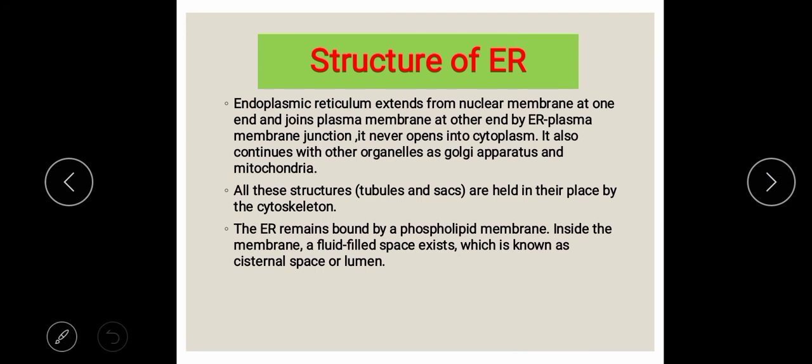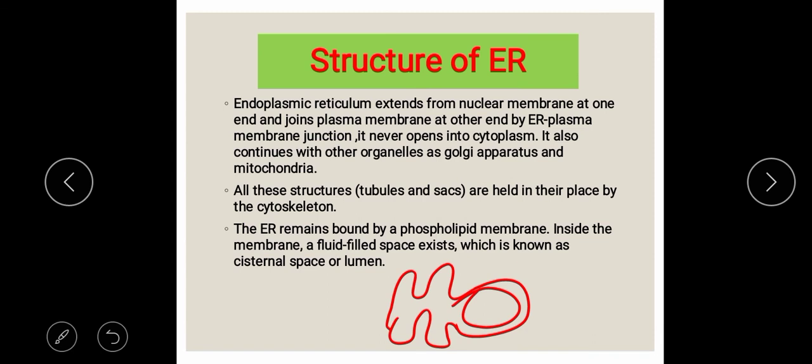Okay, now the structure of the endoplasmic reticulum. The endoplasmic reticulum extends from the nuclear membrane. This is the nucleus. This is the nuclear membrane that covers the nucleus, and it extends to form the rough endoplasmic reticulum. It is joined to the nuclear membrane at one end and joins the plasma membrane at the other end of the endoplasmic reticulum membrane junction. It never opens into the cytoplasm. It also continues with other organelles such as the Golgi apparatus and mitochondria. We can understand this through the diagram.